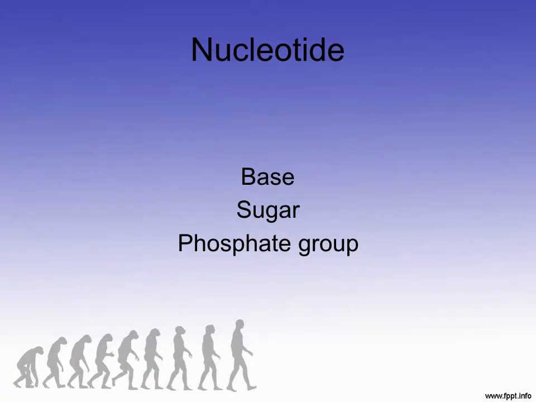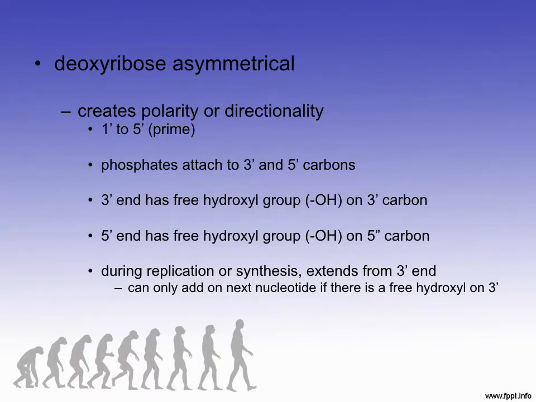Both DNA and RNA are made up of individual blocks that join together. The blocks are a nucleotide. Each nucleotide is made up of a base, a sugar, and a phosphate group. DNA stands for deoxyribonucleic acid. Deoxyribose is asymmetrical.